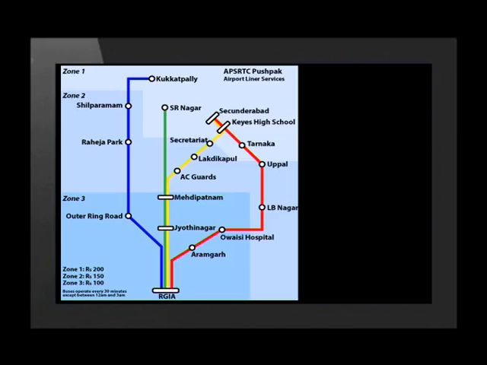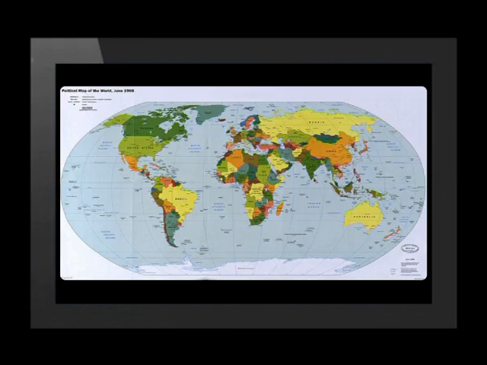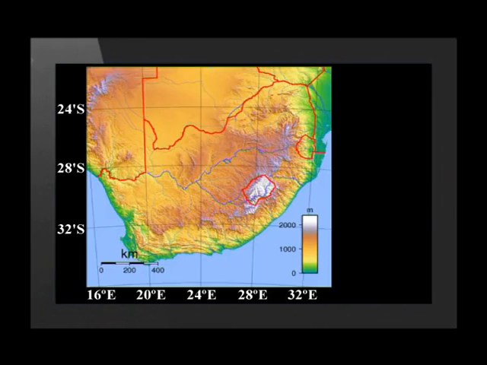This is a bus route map. It shows 4 different routes and the bus stops along the way. This is a political map of the world. It shows the different continents and countries. And this is a topographical map of beautiful South Africa. It uses different colors to show the height of the land. It also shows bodies of water.